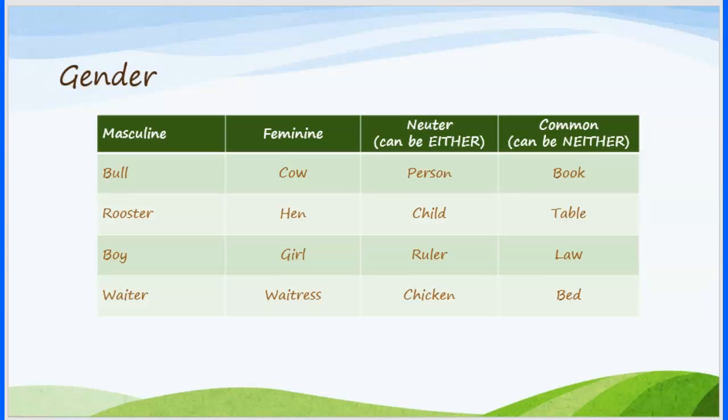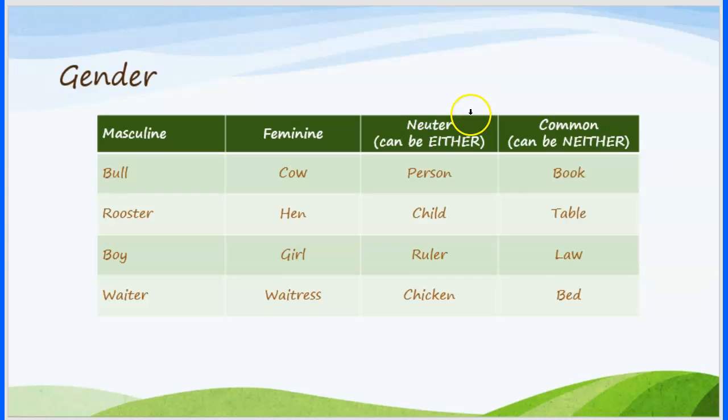Some of them are pretty easy. Boy and girl, pretty easy examples of clear-cut masculine and feminine. But other examples like bull or cow, rooster and hen, waiter, waitress. We see the differences between those words. But we can't always know the gender, and that would be the neuter. I have a cute little rhyme here. Neuter can be either, common can be neither.